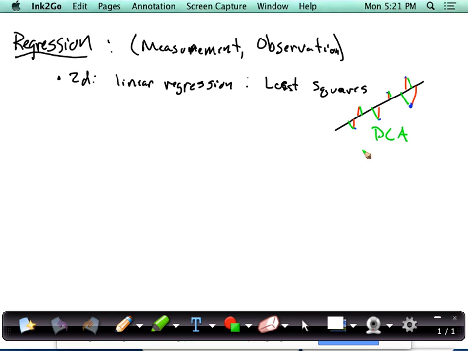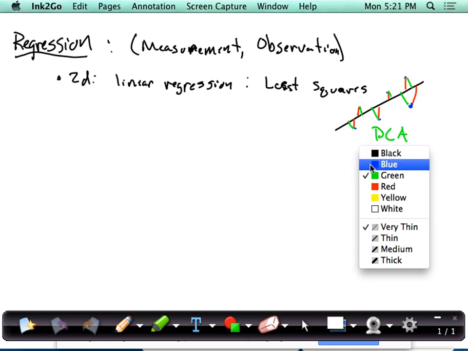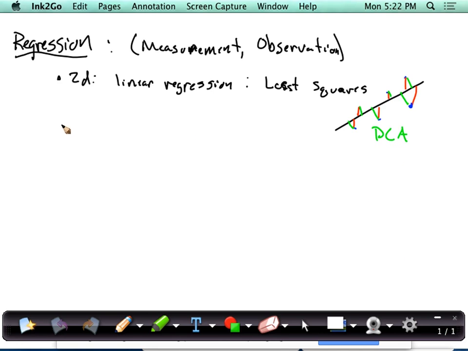The other thing PCA was useful for is if you had data in a very high dimensional space, so say each data point has lots of attributes to it, and you want to map this down to some low dimensional space.